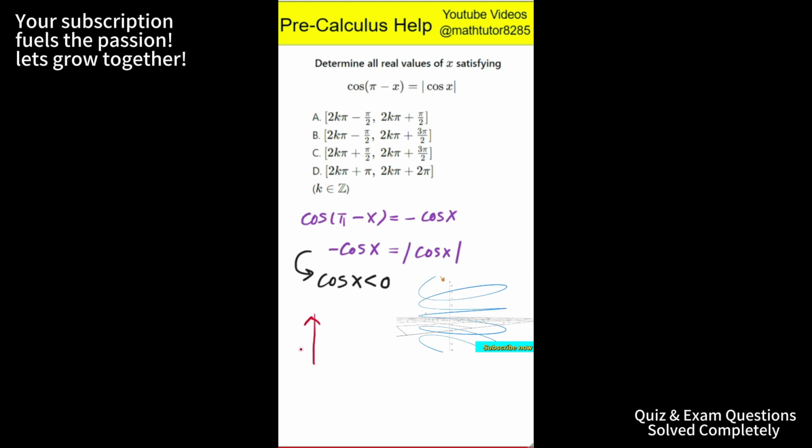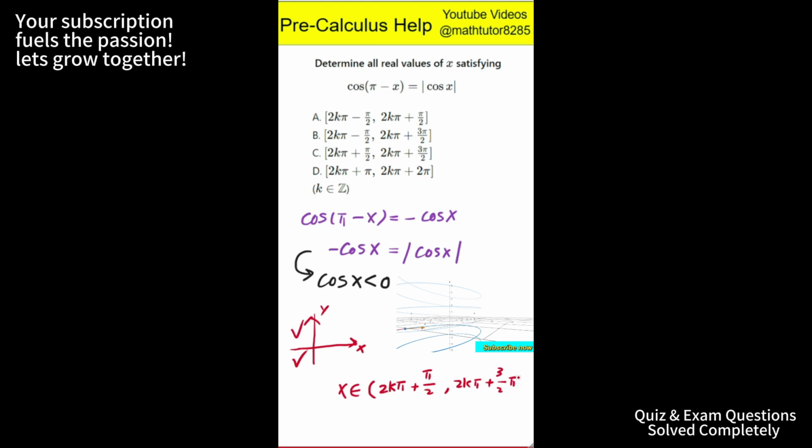Next step is to identify the interval for x. Cosine is negative when the angle lies in the second and third quadrants. That corresponds to x being between 2kπ plus 1/2 π and 2kπ plus 3/2 π, including both endpoints since the equation uses equality.